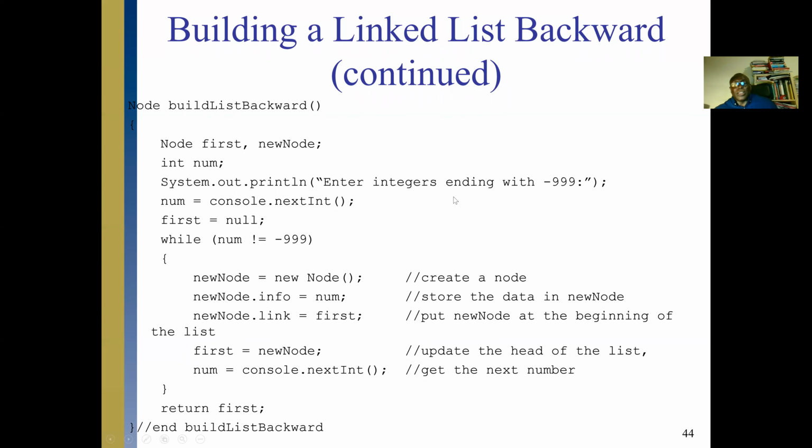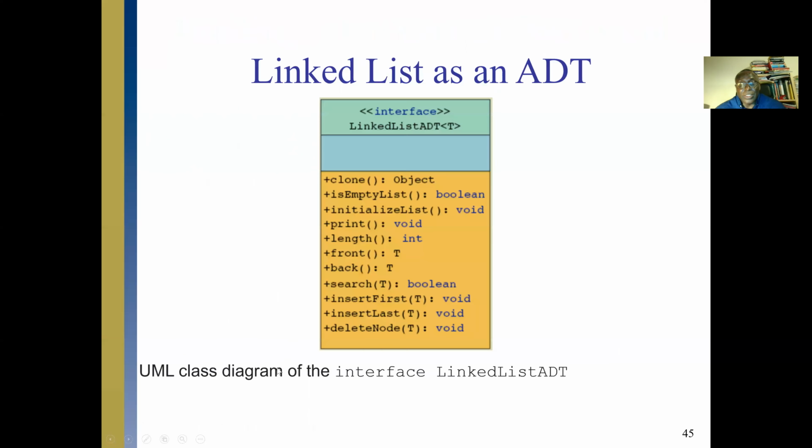So we ask the user to enter the integer with a sentinel value, same thing as previous. We check if first equal to null. If it's equal to null, then while we haven't entered the sentinel value, we create a new node. We assign the value to the new node info, and we assign the address to the new node.link. This is creating a new node, assigning the value, address, then assigning the new node to first. Then later we ask the user to enter an integer.